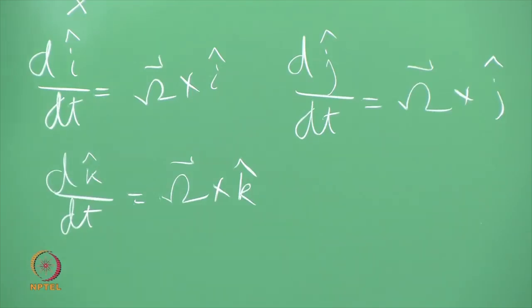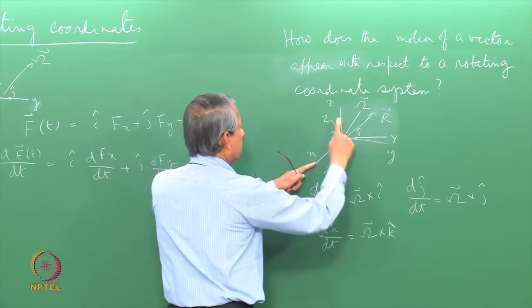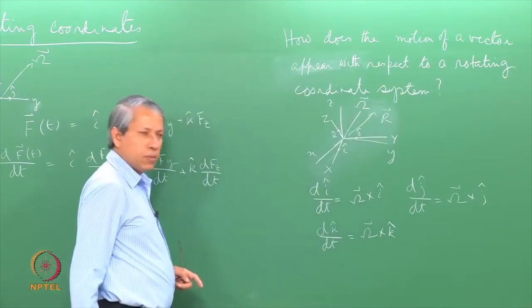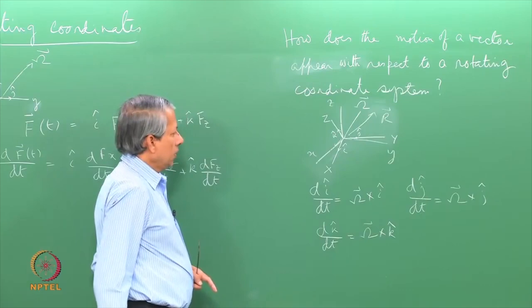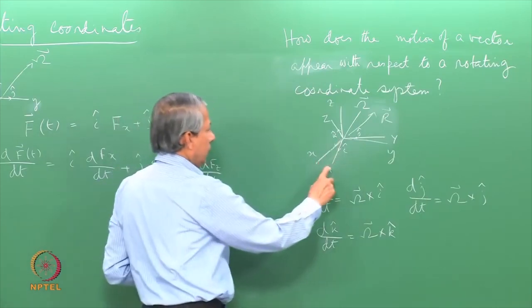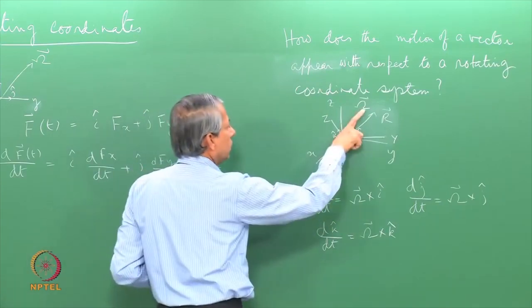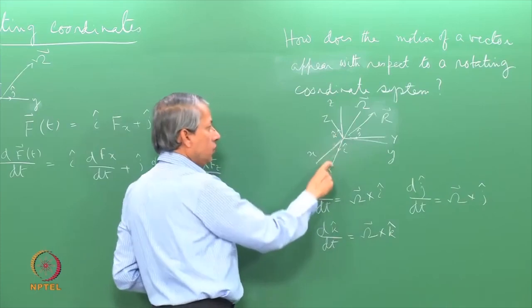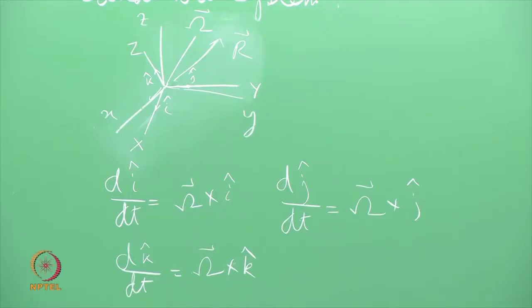So once again, you should not get confused. With respect to the fixed coordinate x, y and z, I have its own little i, j and k, which are fixed with respect to the laboratory fixed coordinate, let us say. But the other coordinate, capital X, Y and Z, they are rotating in a certain direction with an angular velocity omega. Then the unit vectors associated with this rotating coordinate system are I, J and K, and they have this sort of time dependence.